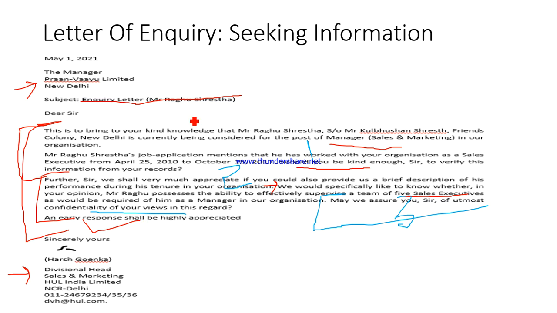Fine. I hope you understand that giving this information, Mr. Kulbhushan Shrestha, father's name and the address, is an example of clarity. So the Pranavayu manager gets to know which particular employee we are talking about, right? And we are being very concise also. Within a particular page we have finished our letter. So this particular letter contains all the elements of effective commercial correspondence also.